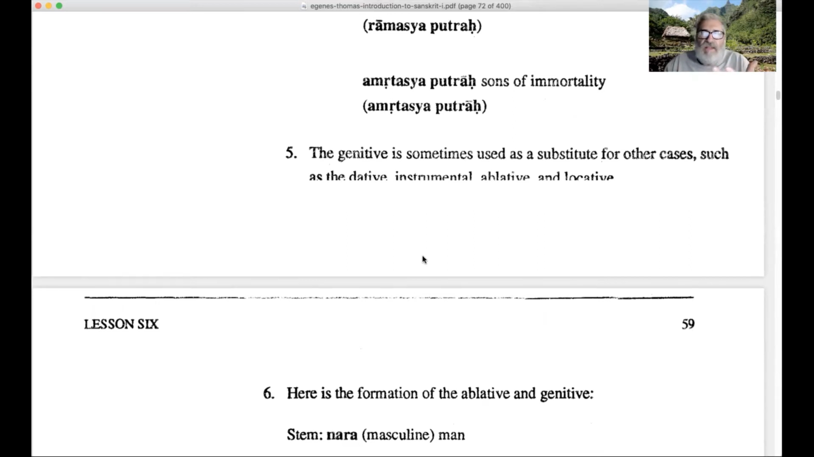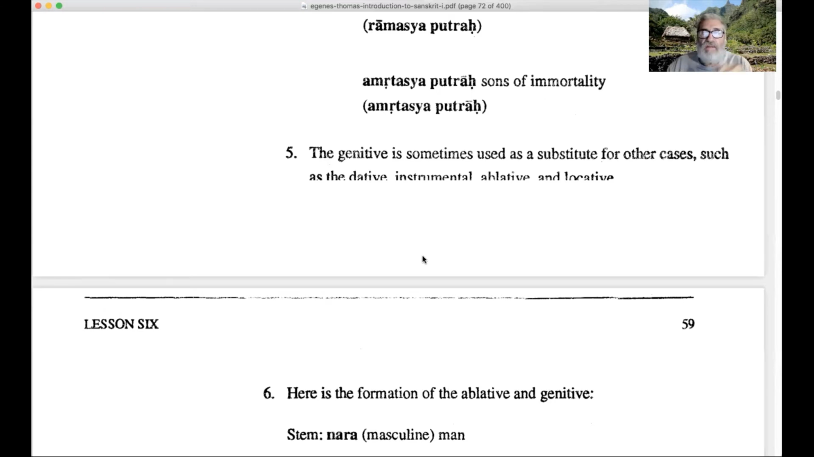So do we know some of these other cases that the genitive can be used to substitute for? It can also sometimes substitute for the dative. What was the dative? The dative was to or for, but not to in the sense of motion towards, but to Krishna or for Krishna, right? The instrumental is by or with. The dative would be Krishnaya, and the instrumental would be Krishnena, which could be by Krishna or with Krishna. The dative is the fourth case, the instrumental is the third case, and the ablative is the fifth case, right?